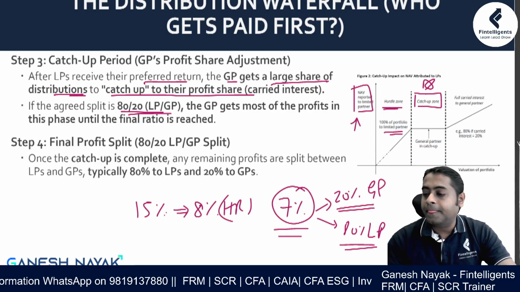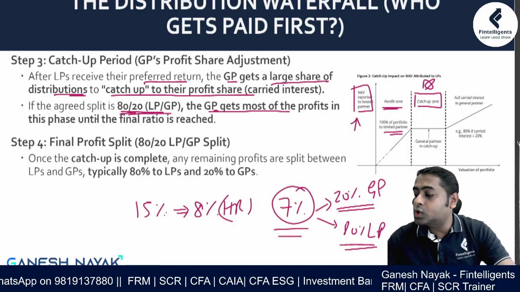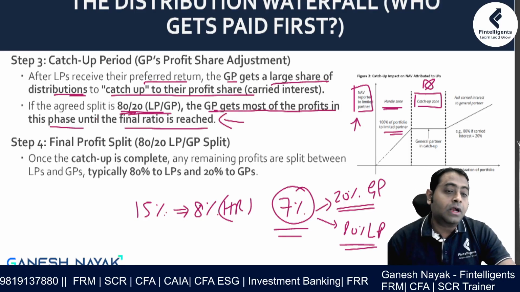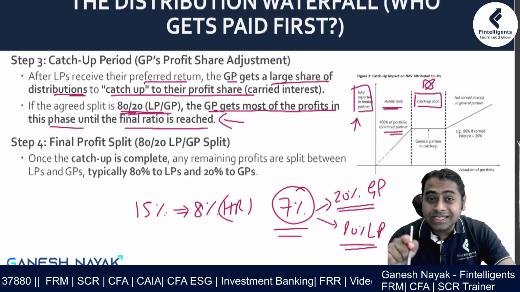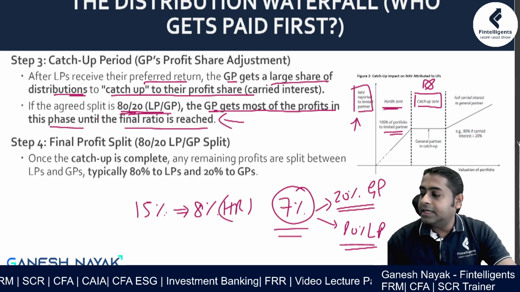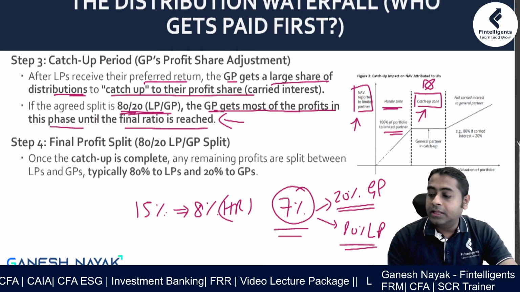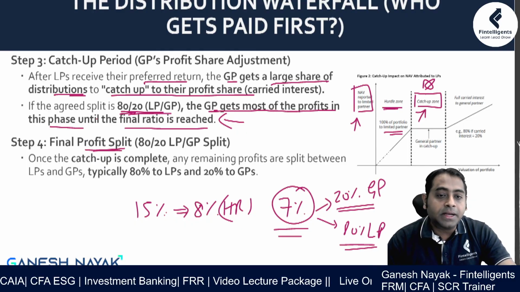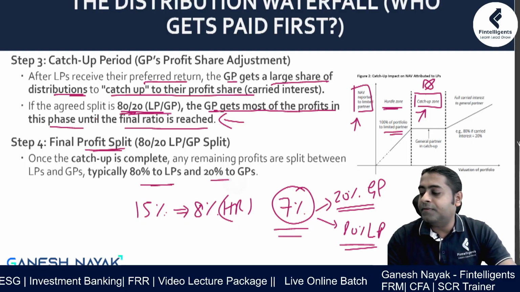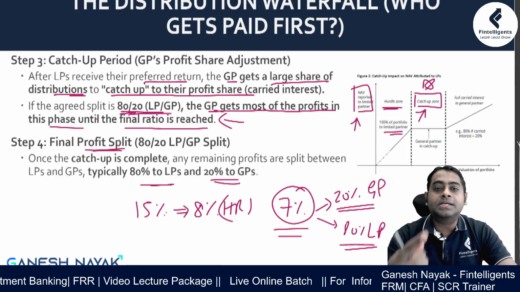Read this line: if the agreed split is 80-20, the GP gets most of the profit in the phase until the final ratio is reached. Now this will get more clear as we go to the example. That is the catch-up period. Once the catch-up period is completed, then the final profit is split. That means the remaining part of the profit is paid to the LP, and the remaining part of the profit is paid to the GP. You'll have to look at the example to understand it.